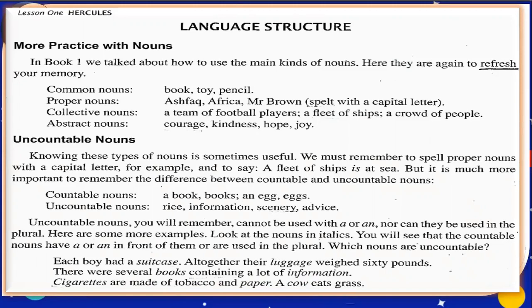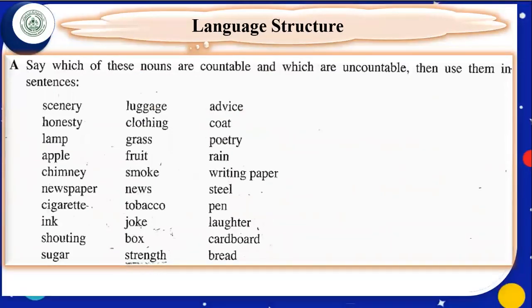Let us move forward and look at the exercise, what we are said to do in the exercise related to countable and uncountable nouns. Yes, exercise A of language structure is shown here. In this exercise, what are we said to do? Say which of these nouns are countable and which are uncountable. Then use them in sentences. Yes, with each noun, what shall we do? About each noun, first of all, we shall tell it is countable or uncountable. After telling this, we shall use it in our own sentence.